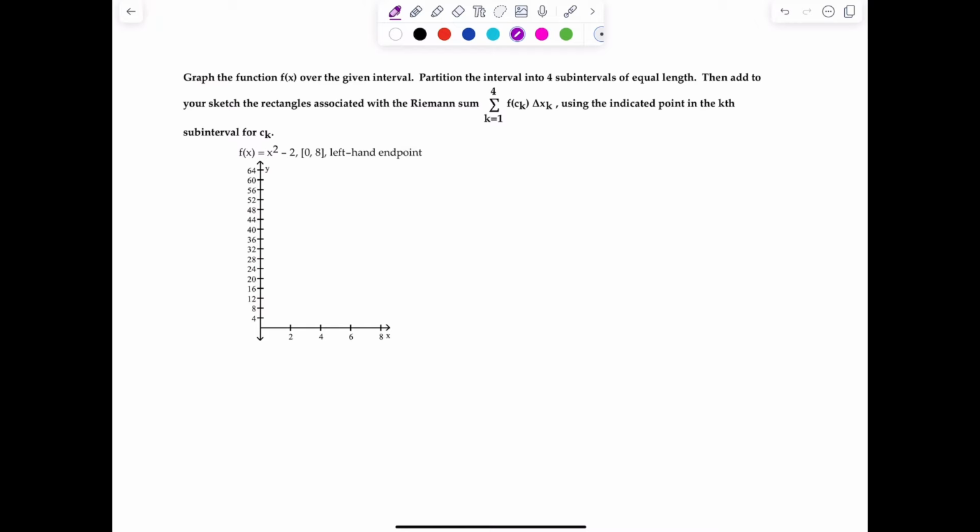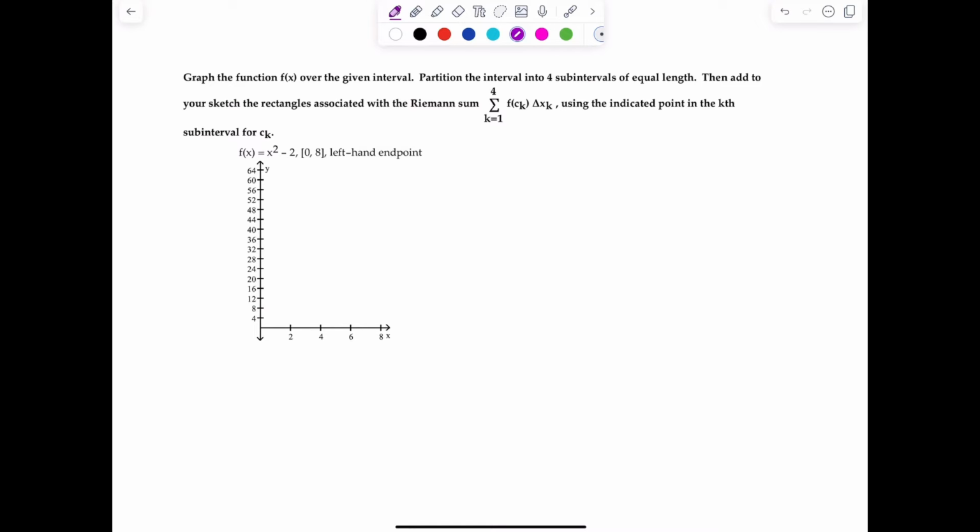Graph the function f of x that's given over the interval, partition the interval into 4 subintervals of equal length, and then add to your sketch the rectangles associated with the Riemann sum, k equals 1 to 4, f of c sub k delta x sub k. Some books use i's instead of k's, whatever, it's all the same stuff. Using the indicated point in the kth subinterval for c sub k. So f of x is x squared minus 2. The interval is from 0 to 8, and we're using left-hand endpoints.